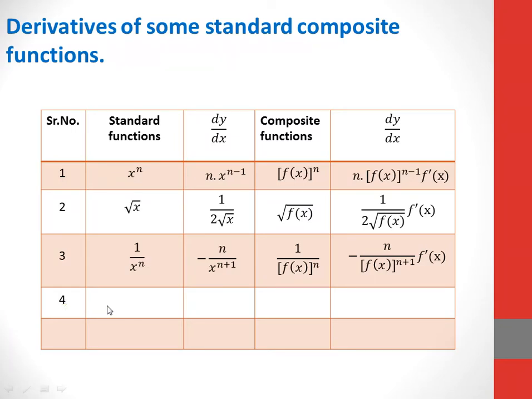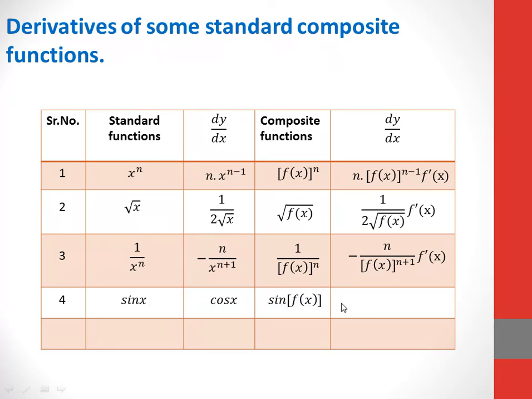Now the fourth one is, as usual, trigonometry, sine x. Now the derivative of sine x, as usual we know that it is cos x. Now if you have the composition of sine x, then it is sine of f of x.